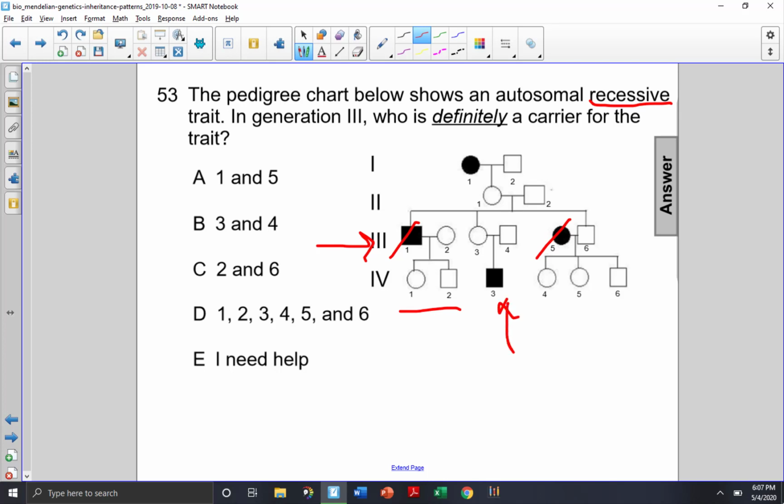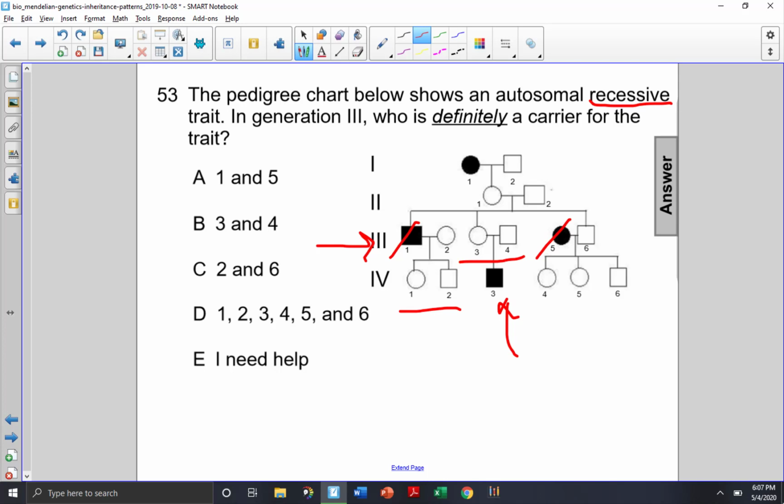Individual 3 is affected by the trait, so this individual received 2 recessive alleles from both parents, individual 3 and individual 4. So far, these individuals, 3 and 4, are carriers.